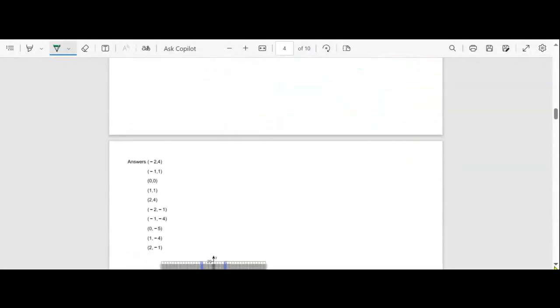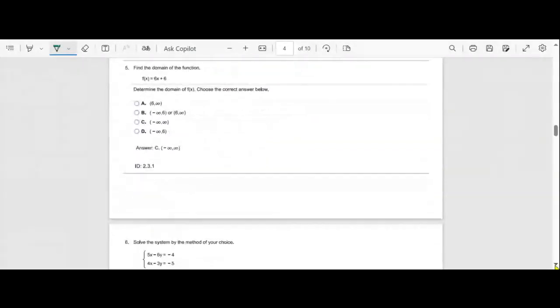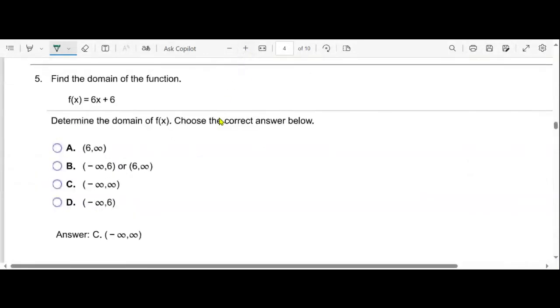Let's move on to the next one. I need someone to read. Is Khalid here? Yeah, read it, Khalid. F of x equals 6x plus 6. Determine the domain of f of x. Choose the correct answer below.